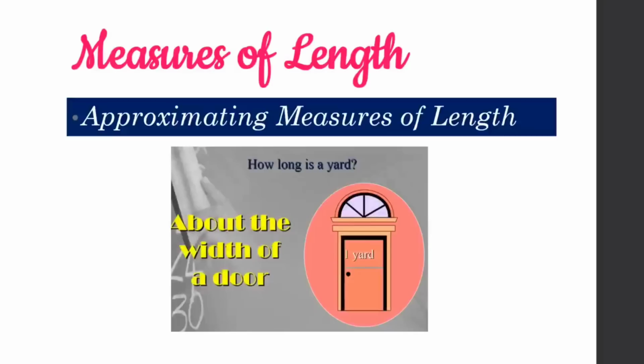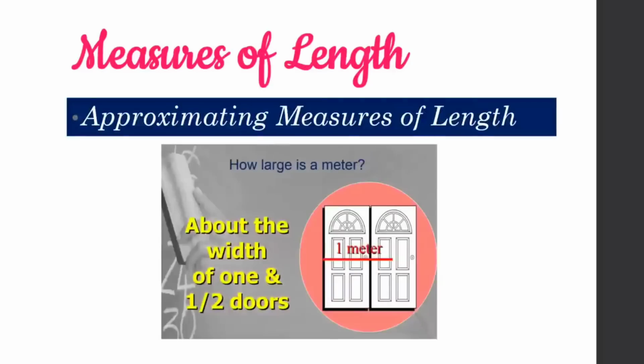For yard, if you have a door in front of you, you just look at the width of the door, and that is approximately the measurement of 1 yard. Okay, 1 yard. And meter is slightly larger because 1 meter is approximately about the width of 1.5 doors. Okay, 1.5 doors.